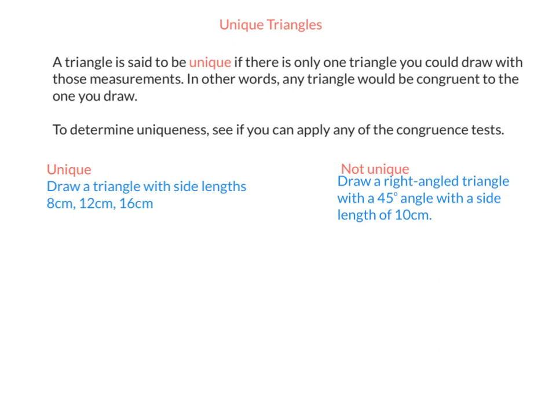So I'm going to draw one. I'm not going to draw it to scale. That would take too long, but I am going to label it. So I'll draw this triangle, and this would be the 8 centimeter side, 12 centimeter side, and 16 centimeter side. This triangle is unique because if you were to draw your own triangle with sides 8, 12, and 16, it must be congruent to this one. It would be congruent by the SSS test. So you can't draw another triangle with these measurements.